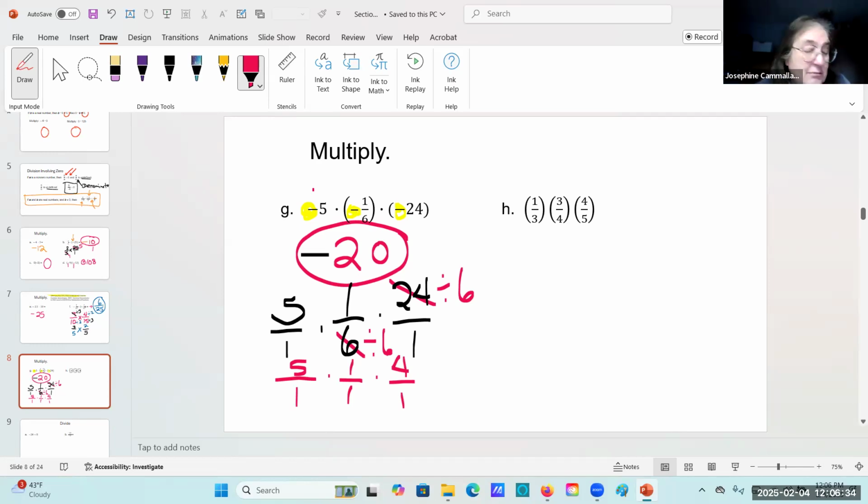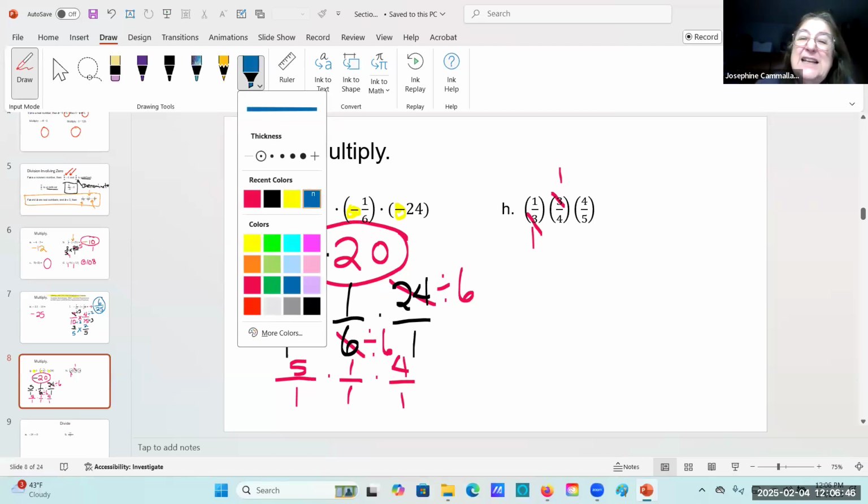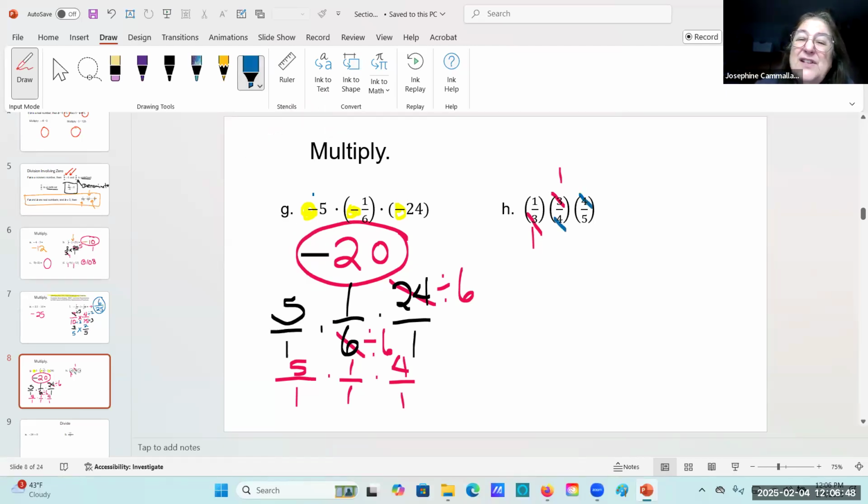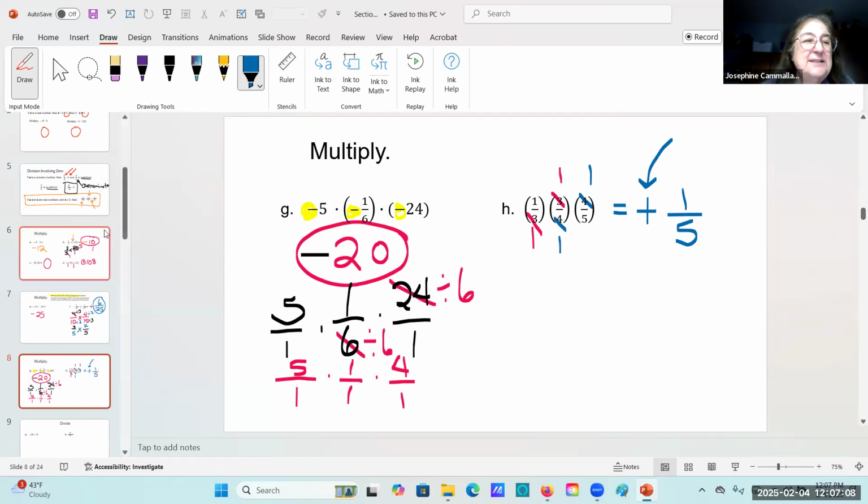Now, in H, I have 3 fractions. This 3 and this 3 are going to cancel. This 4 and this 4 are going to cancel. Now, all of them are positive, so it's my choice to write the positive. But remember, a number without a sign is positive. My answer is 1/5. Okay?